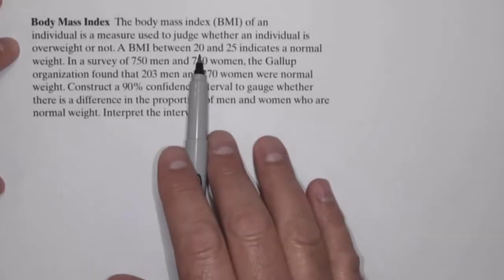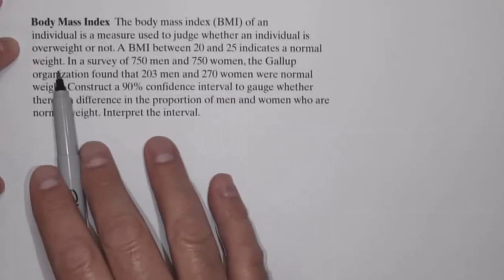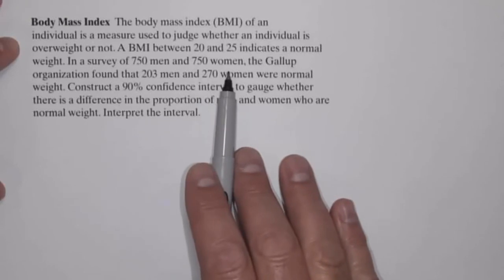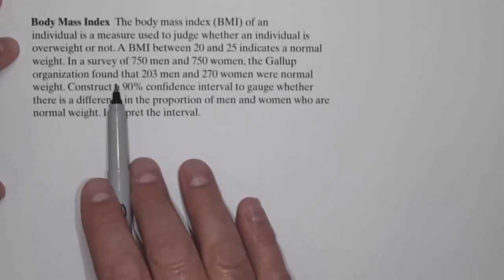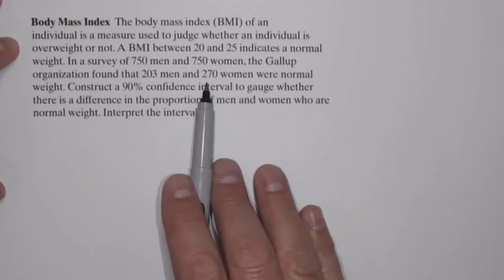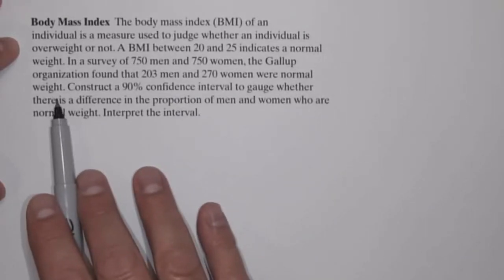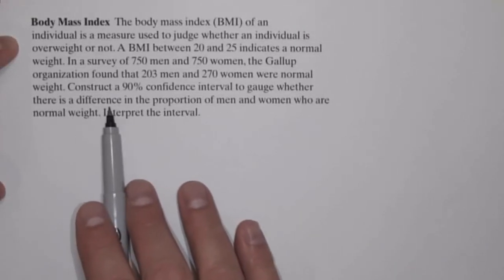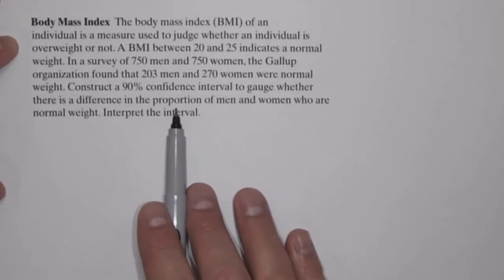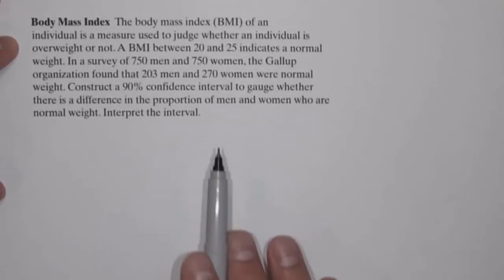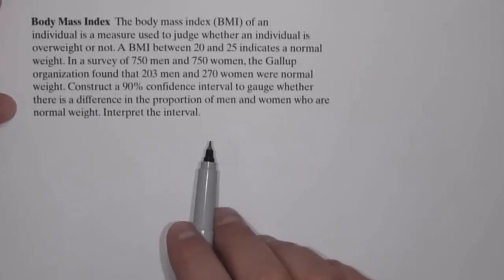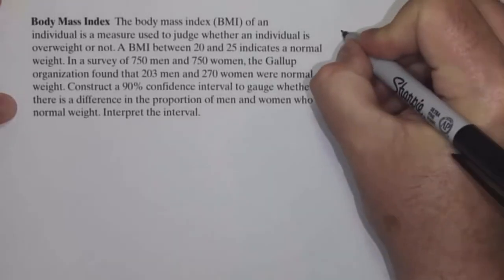A BMI between 20 and 25 indicates a normal weight. In a survey of 750 men and 750 women, the Gallup organization found that 203 men and 270 women were normal weight. Construct a 90% confidence interval to gauge whether there is a difference in the proportion of men and women who are normal weight. Interpret the interval. So the first thing that we're going to need to do is find the point estimates for both men and for women.